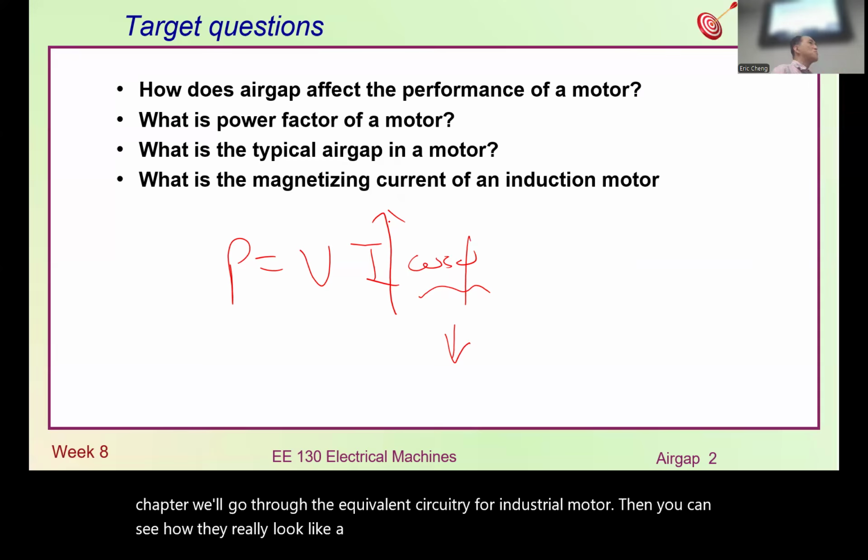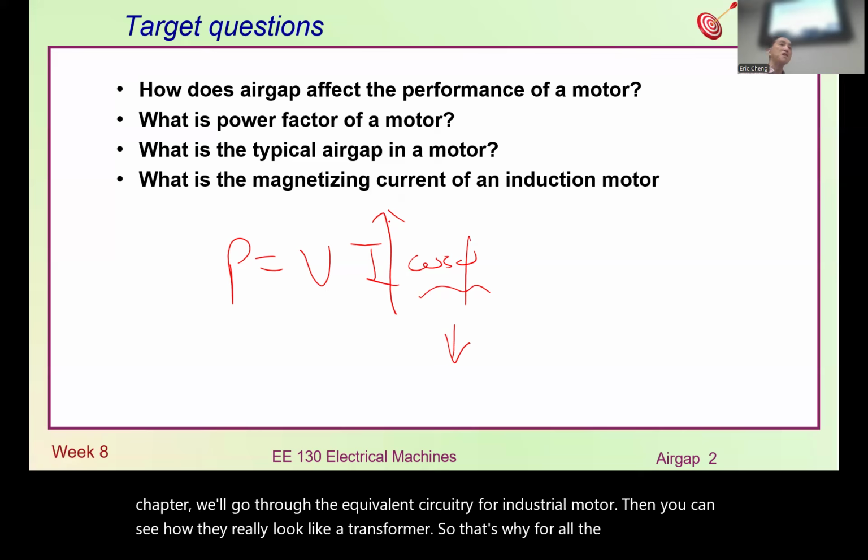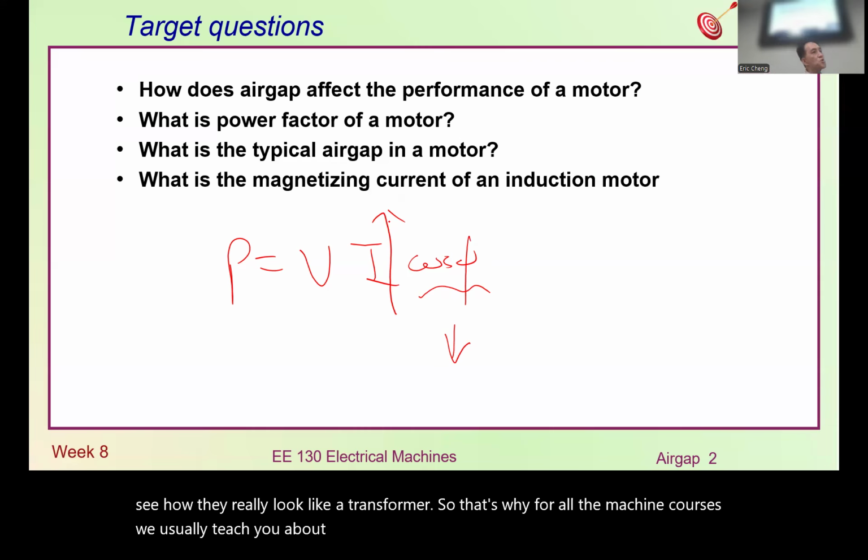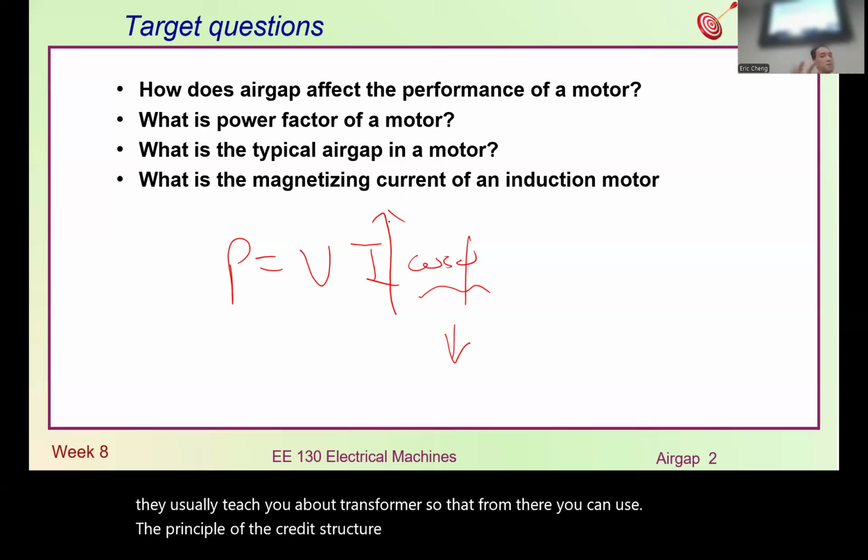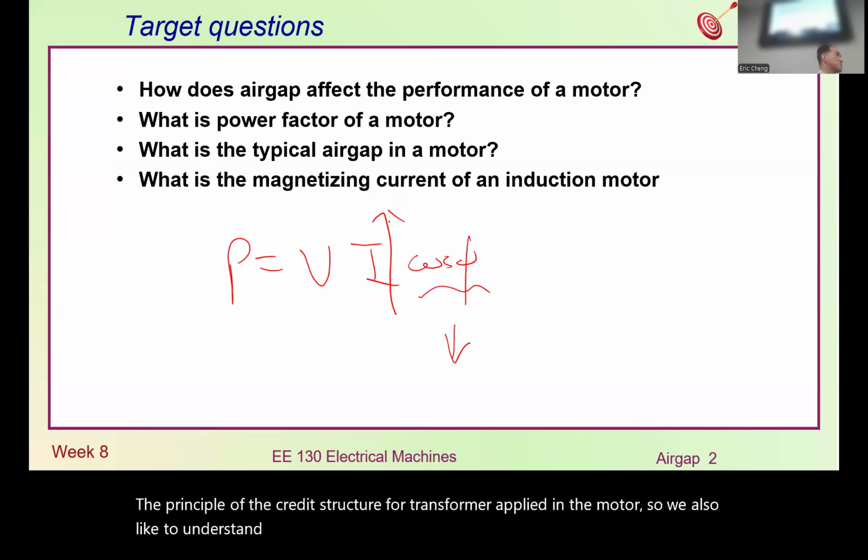That's why for all the machine courses, we usually teach you about the transformer first, so that from there you can use the principle of the equivalent circuitry for the transformer and apply it in the motor. So we also like to understand more about magnetizing current, which looks more like the transformer magnetizing current.